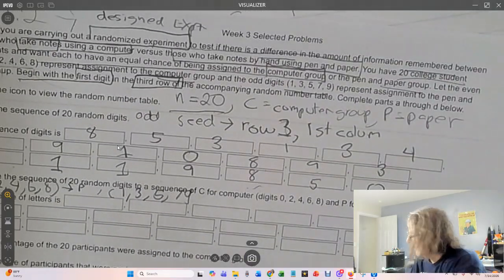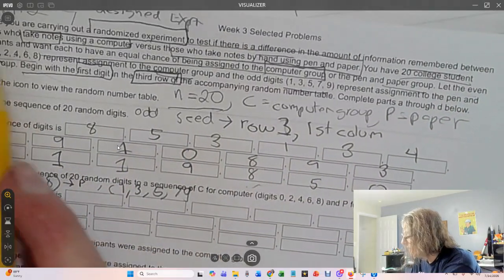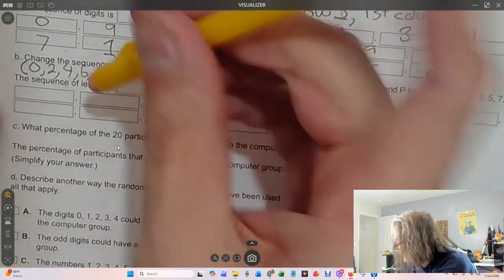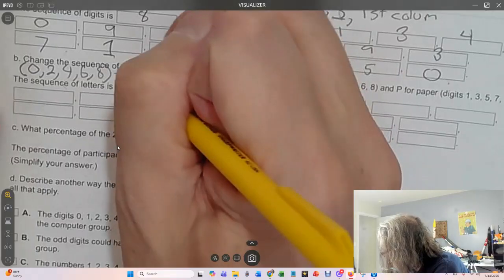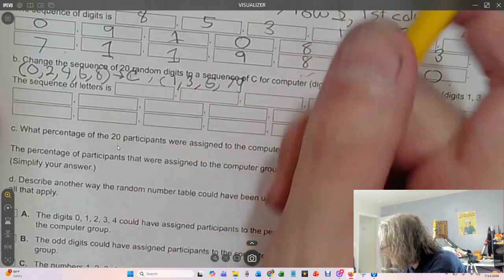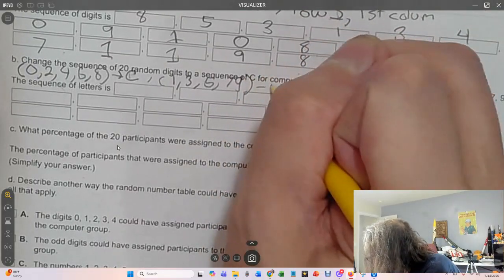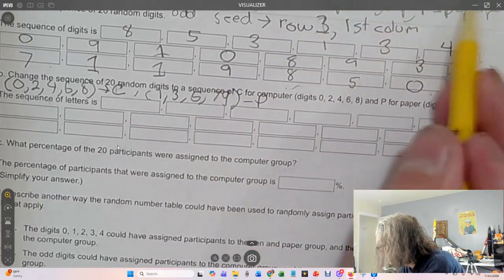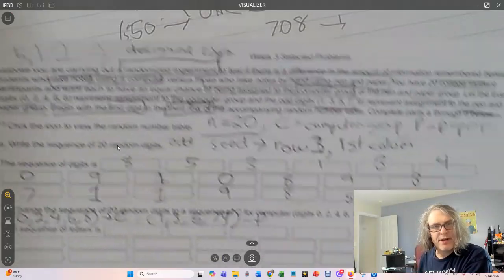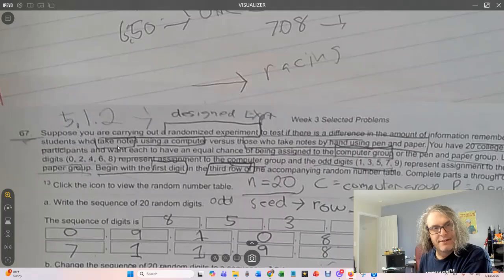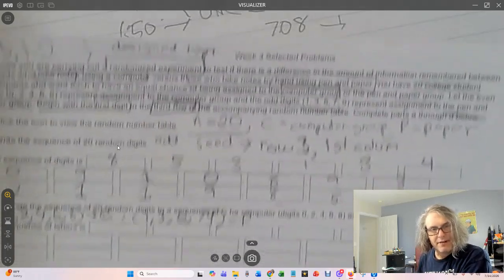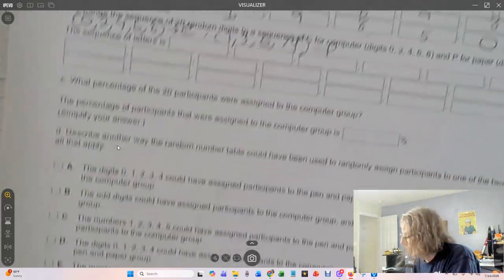This language, so let even represent the computer. All right, yeah, I'm getting lost in the language. And the odd digits, the paper. The odd digits, pen and paper. Okay, there we go. I'm just further reading up here. That's the mess. That's the challenge. That's what slows me down, trying to read and understand what they're asking.